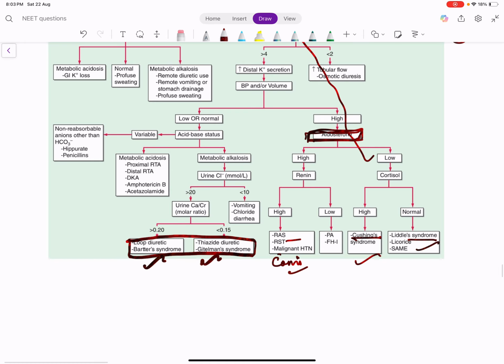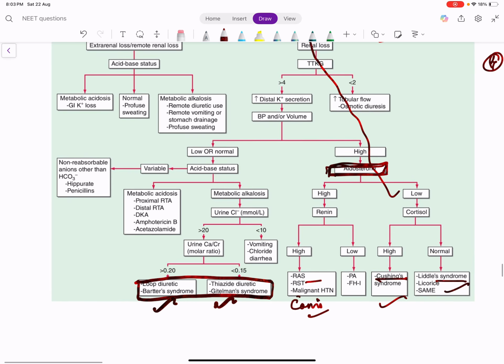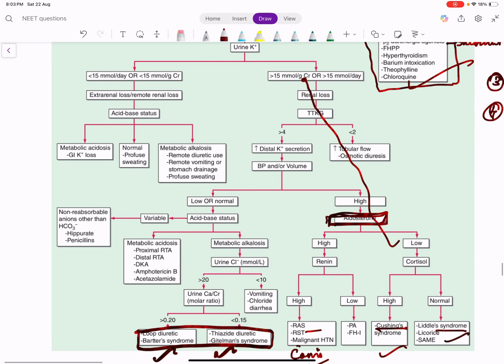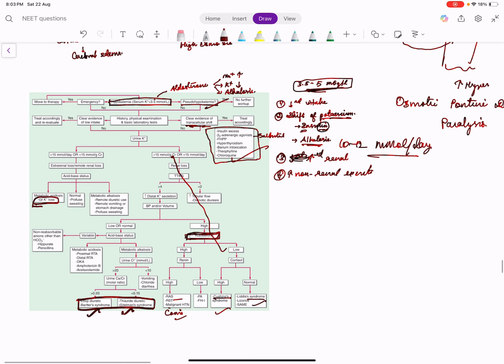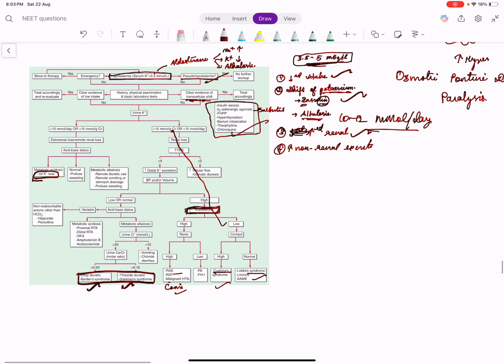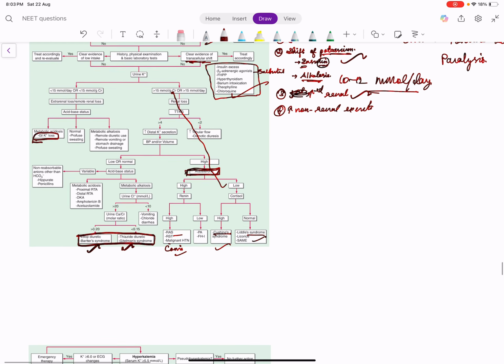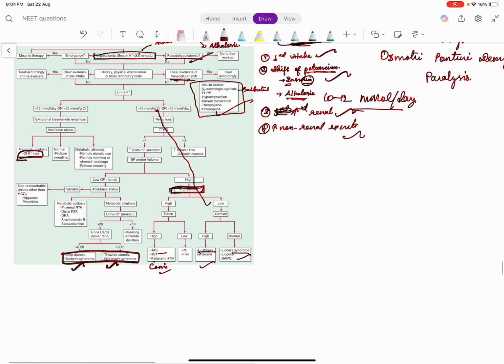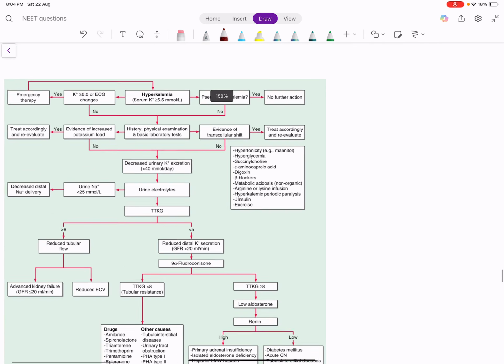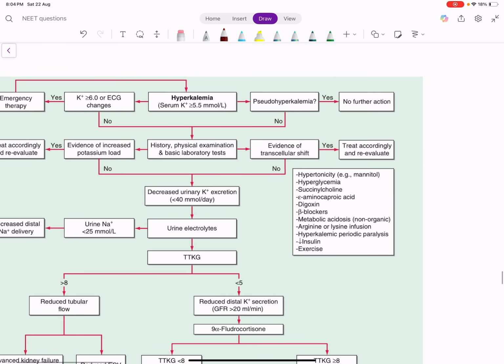So all these conditions are causing potassium loss, and there can be non-renal loss, like GI loss, like diarrhea. Okay. So look for pseudo-hypokalemia, look for reduced intake, look for shift of potassium, look for renal loss, look for non-renal loss. Renal loss will be aldosterone excess, Bartter syndrome, Gitelman syndrome. The same thing holds good for hyperkalemia.